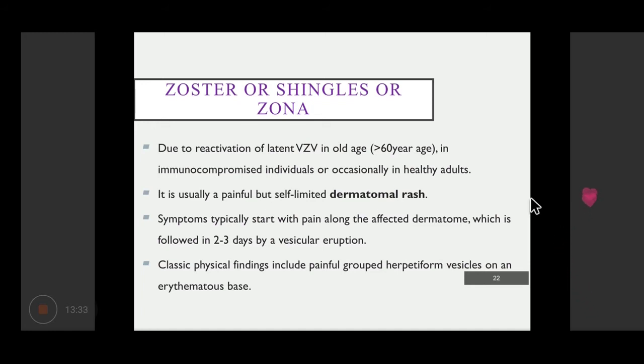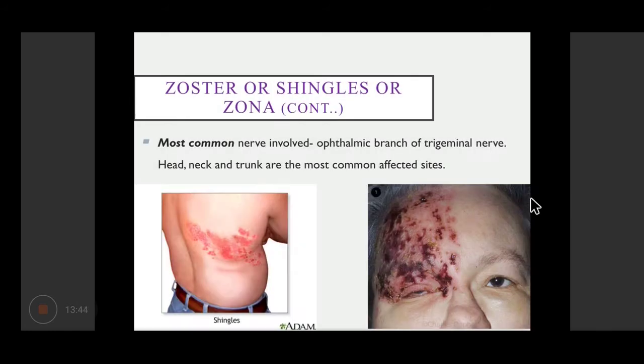So the symptoms typically start with pain in the affected dermatome, followed after 2 to 3 days by a vesicular eruption. As you can see, it can occur in the thoracic area, or it can occur in the facial area. In the face, more commonly the area supplied by the ophthalmic branch of the trigeminal nerve, and sometimes the area supplied by a particular thoracic nerve, are commonly infected sites. So it basically restricts itself to a particular dermatome.